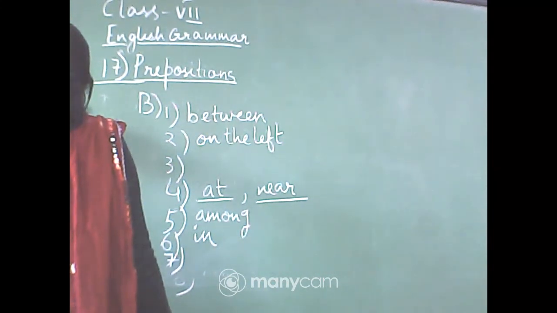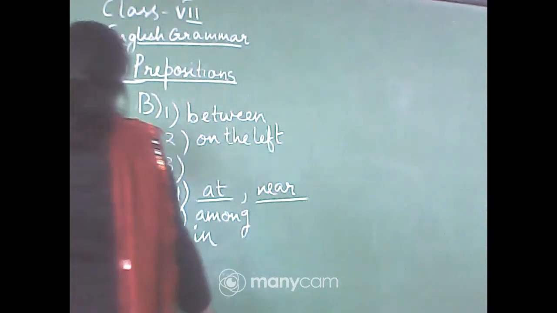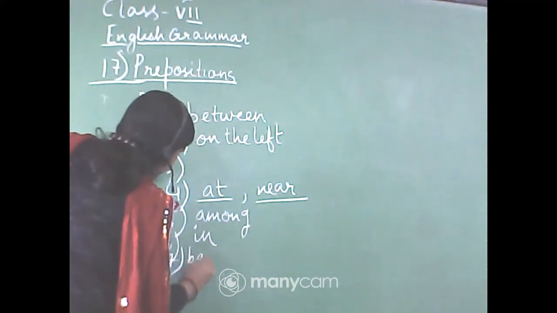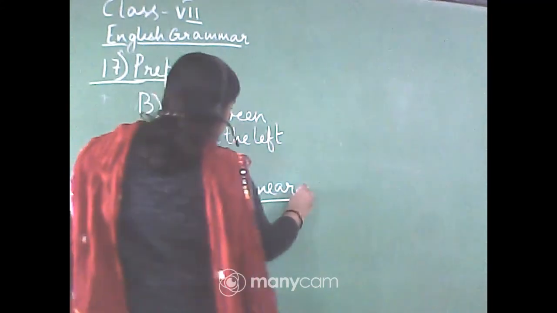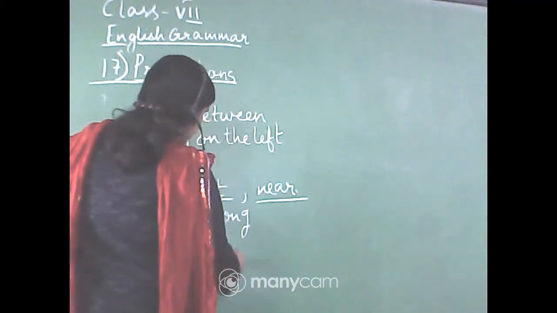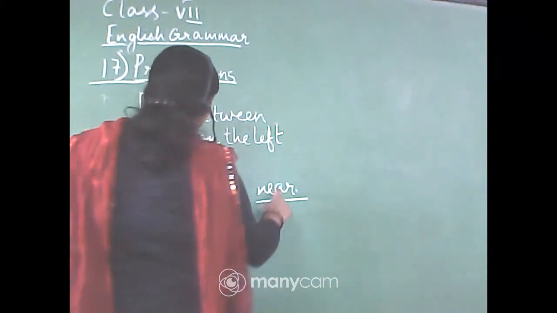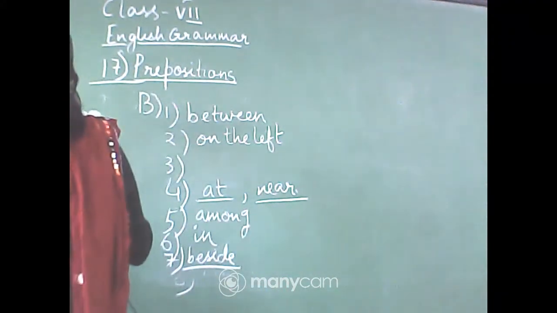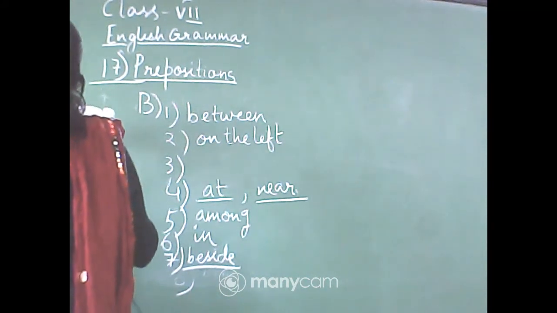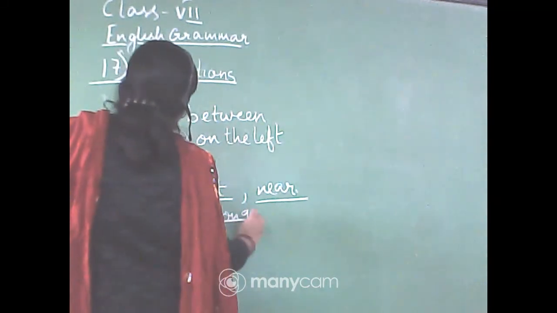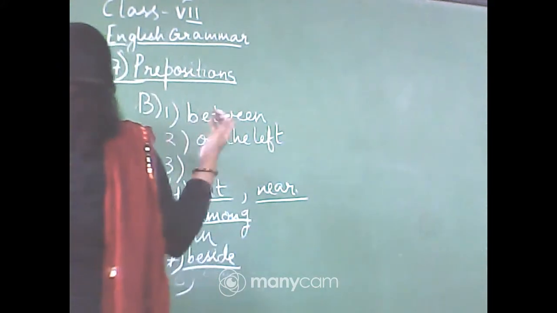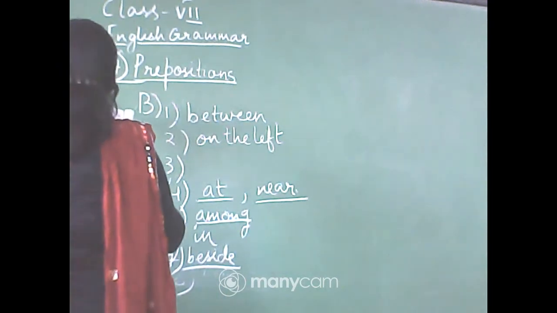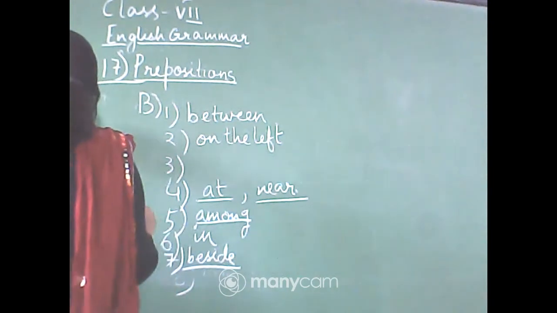You can also write beside the players or near the players. If you use beside here, you can also use it here, and use near over here. This one also you can use among in this one and write beside or near in this one. So you can just use it in a different way. I am just writing in one way.